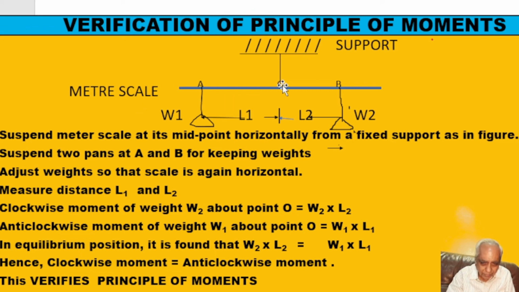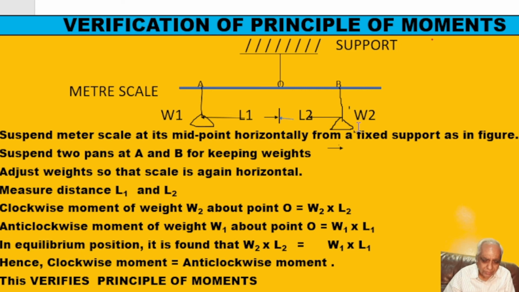This is a meter scale, horizontal rod. At the midpoint O, I have supported it from the roof. Then at the two points A and B, I have attached pans. So in the beginning, my point O is selected in such a way that this rod is in equilibrium, it is in a horizontal position, both the weights are at the same height, they are in the horizontal level.